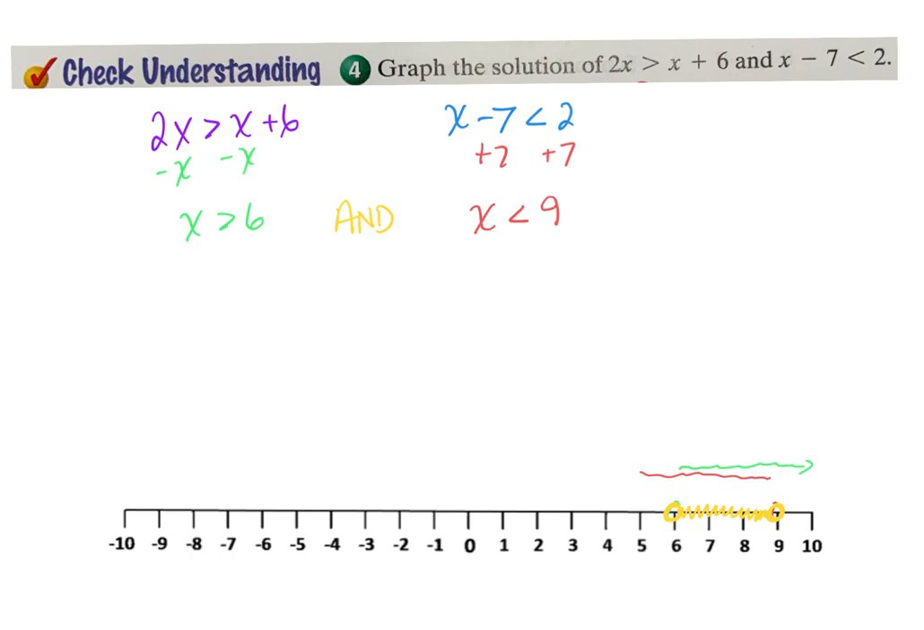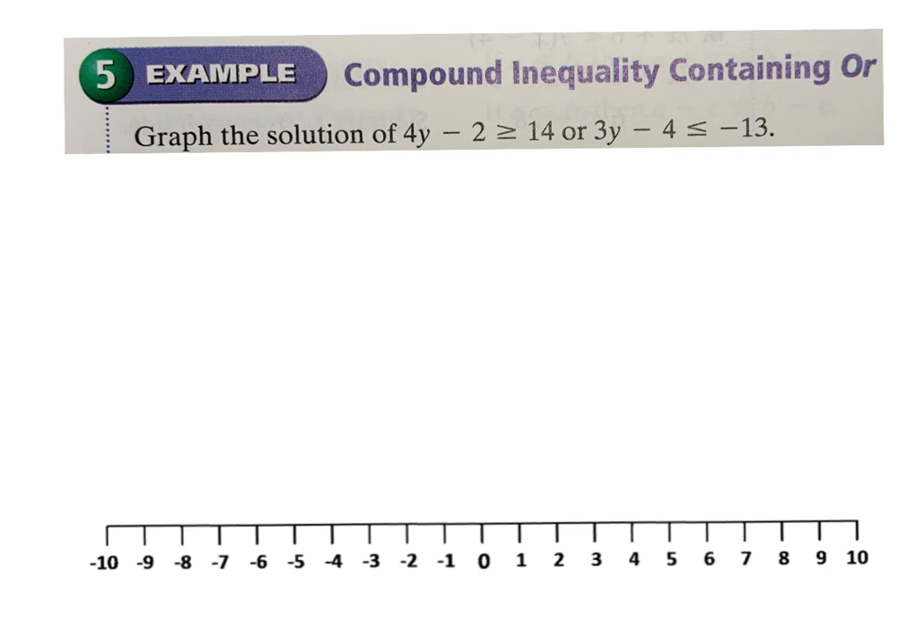Number 4 is a compound inequality with "and." Number 5 is an "or." When you have an "or," a couple of things can happen. They can cross over each other. Typically, if they cross over each other, you get either everything in one direction or you get the whole number line. Or most of the time, they won't cross each other at all. They'll go in opposite directions, but you're just going to graph both of them, because "or" means everything that meets either of those is part of your solution.